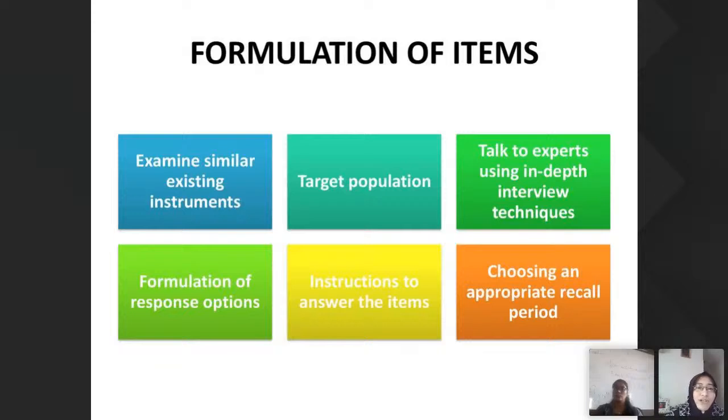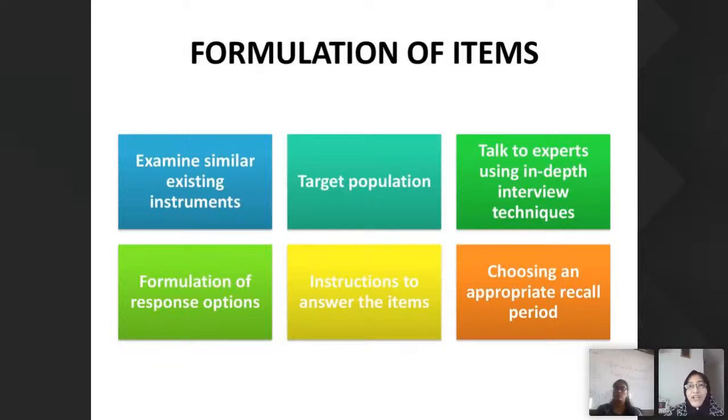Number two, when you would like to formulate the items, you must know what your target population is. If you would like to disseminate the questionnaire to primary school children, secondary school children, teenagers, adults, geriatrics, healthcare professionals or some other professionals, the words you put in the items will be different. The level of difficulty of the items will also be different, and the way you arrange the questionnaire, the instrument, will be different.